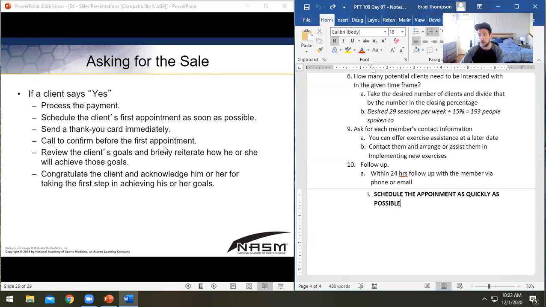Always call to confirm their first appointment 24 hours ahead of time. Most gyms are going to do this for you. Most gyms have either text messages or emails built into the system, and it will email them or text them automatically. When I was doing a lot of personal training, you can get apps on your phone that let you schedule texts for later. I used to love those.